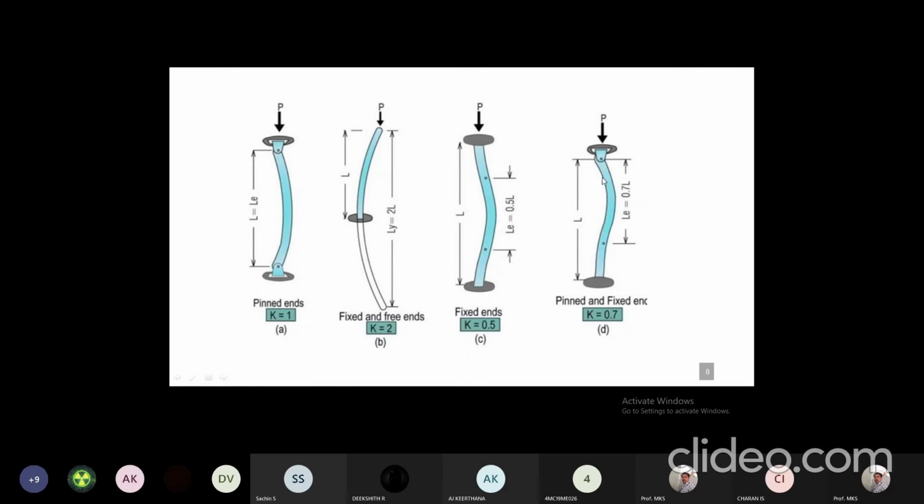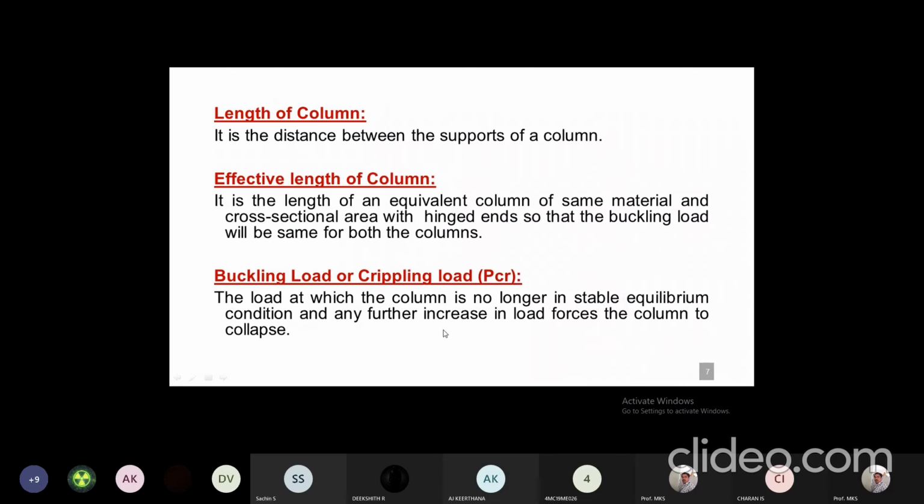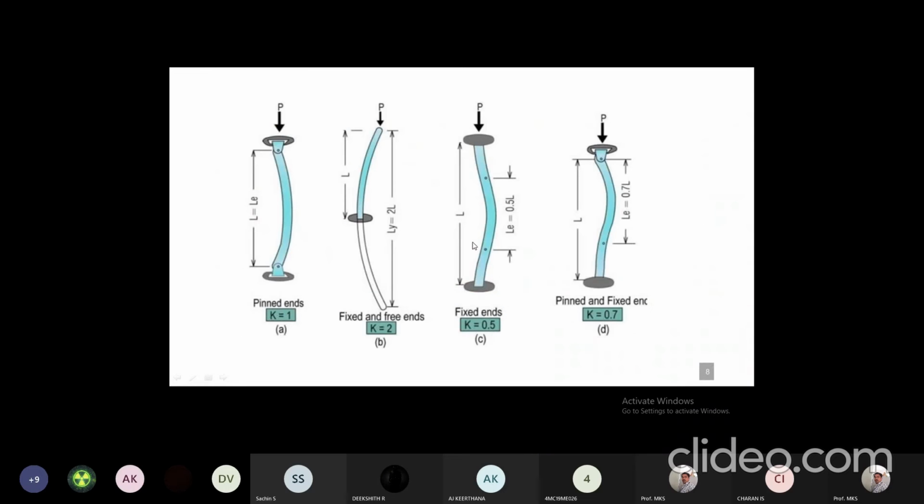That portion we call the effective length of the column. In terms of definition, it is the length of an equivalent column of the same material and cross-section area with hinged ends. Hinged ends in the sense it is a support, so that the buckling load will be the same for both columns. Before applying the load, this column was initially a straight column.